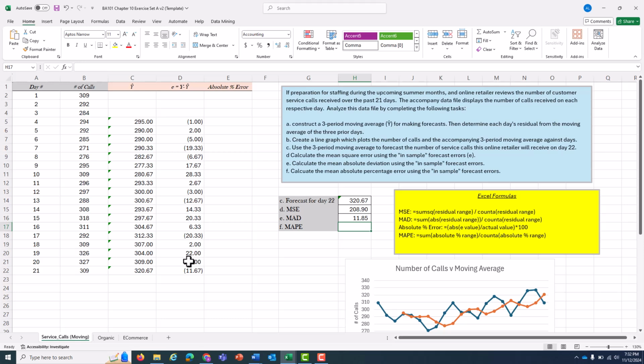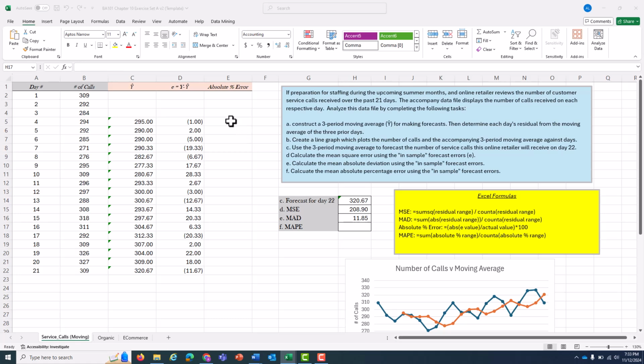And then lastly, we have the mean absolute percentage error, which is very similar to the MAD, the mean absolute deviation, but instead of expressing it in terms of how many calls you're going to miss by, it's by what percent of your prediction you would miss by. So the first thing we have to do is find the absolute percentage error, and that's the formula that we have up here: the absolute value of the E value divided by the actual value at that point, all closed up, times 100 to convert it to a percentage.